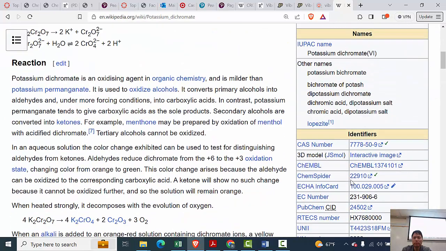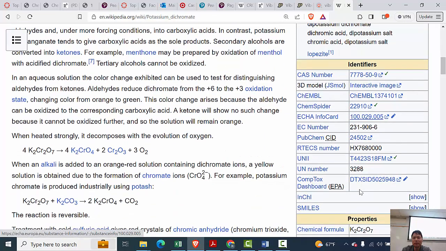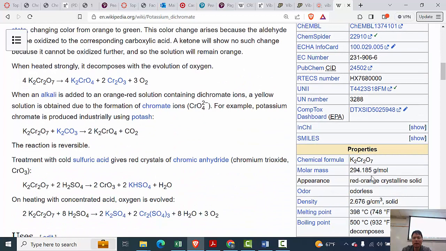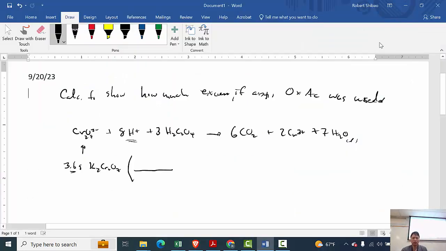And so molar mass is 294.185. I wish. We'll just use that as is, 294.185, because I don't know if this 5 was rounded up from 4, so I'm just going to leave it. Normally I go 2 decimal places, which is enough. So this is for the potassium dichromate. So grams will cancel, and that leaves us with moles of potassium dichromate.